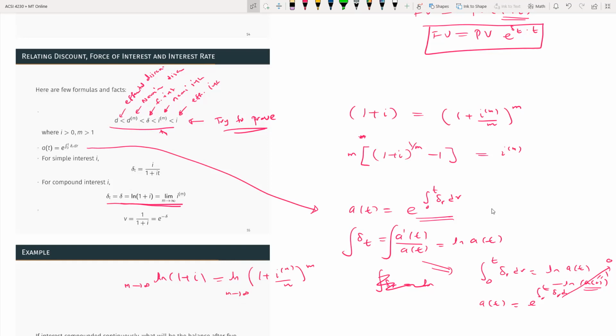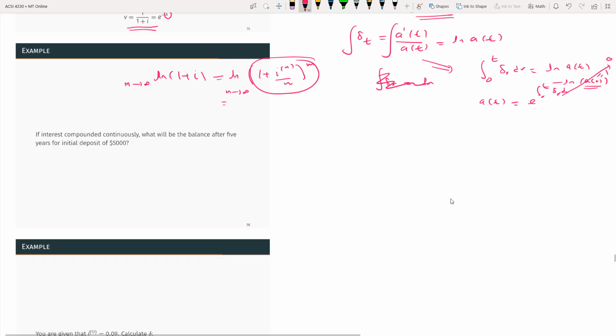Okay, so this becomes constant. So this becomes e to the power delta. So that's the idea. So you can see that this is basically e. And then here you have the discount factor. When you have constant compound interest, you can prove that the force of interest is constant, which is delta, and you will get this expression.